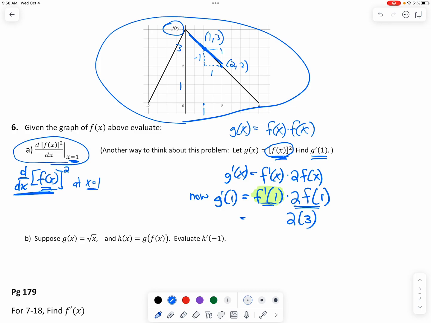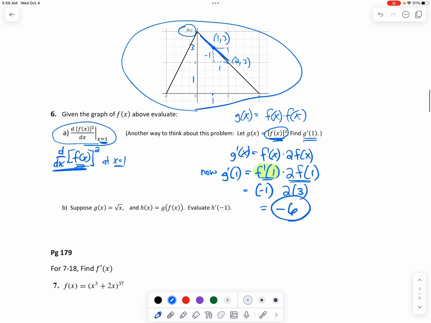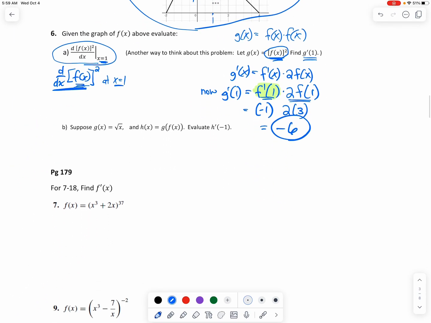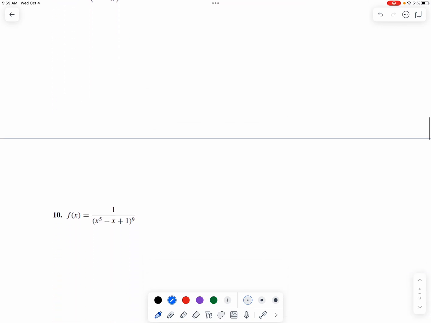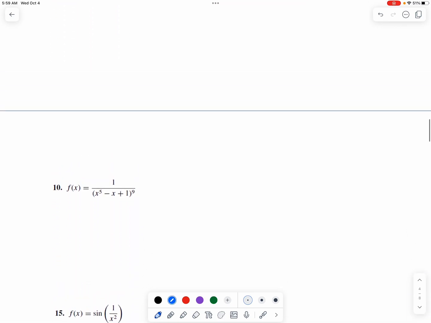So that's f prime of 1. I'm looking at an answer of negative 6. All right. You are welcome to pause and internalize this or try out the next one. Or I'm going to keep going to another one that I think is a pretty good illustration of a different way to do chain rule.